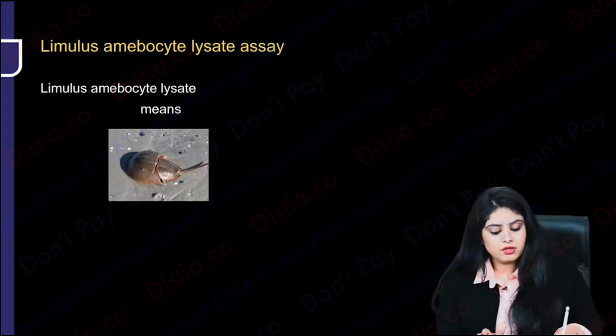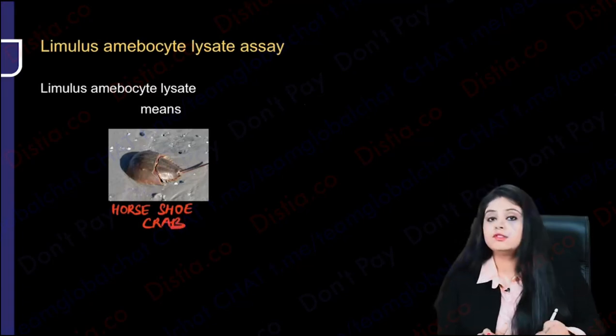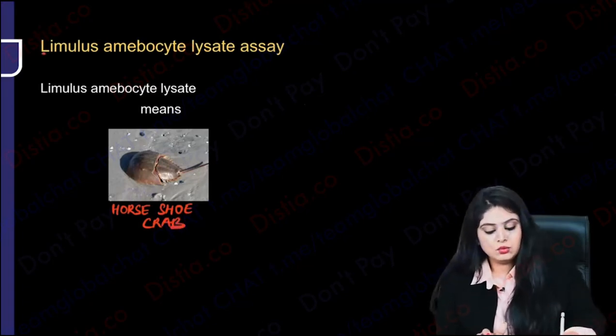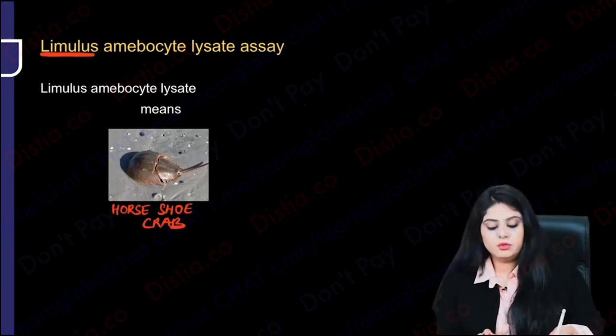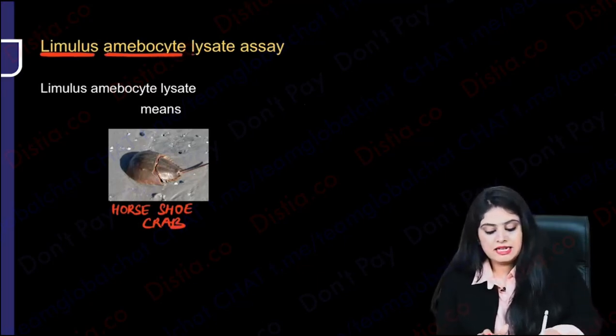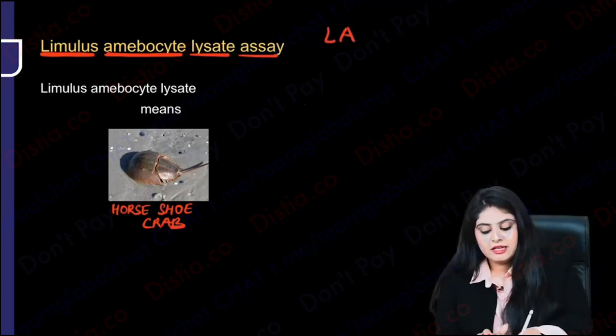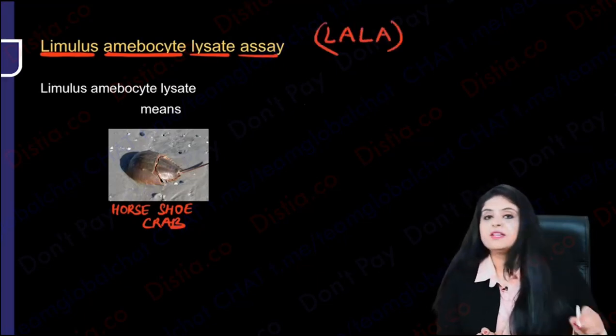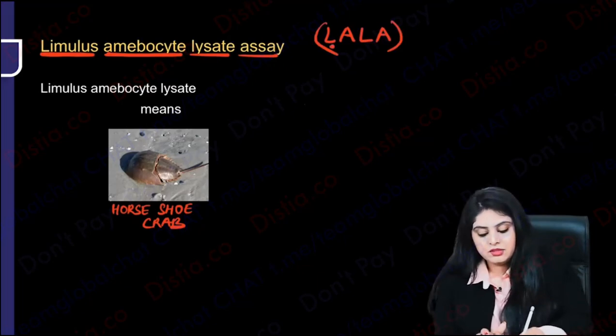Only a quick review for INI-CET aspirants: this animal is a horse crab, or looks like a horseshoe, right? This is the shape of a horseshoe. So this is a horseshoe crab, and that is known as Limulus. So what you do is a Limulus amebocyte lysate assay. It is known as LAL. I call it LALA. Why LALA? Because I call it Limulus amebocyte lysate assay.